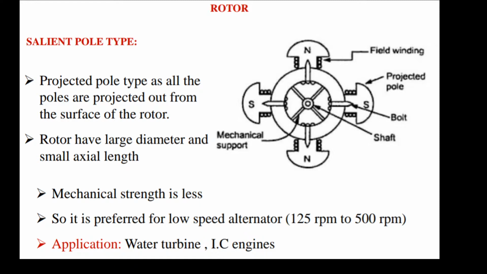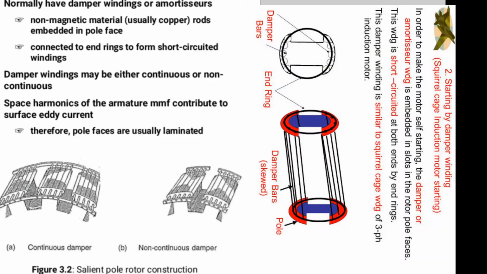Mechanical strength is less, so it is preferred for low-speed alternators, in the 125 to 500 revolutions per minute range. Water turbine IC engines normally have damper windings, or mortises, of non-magnetic material, usually copper rods embedded in the pole face and connected to end rings to form short-circuited windings.